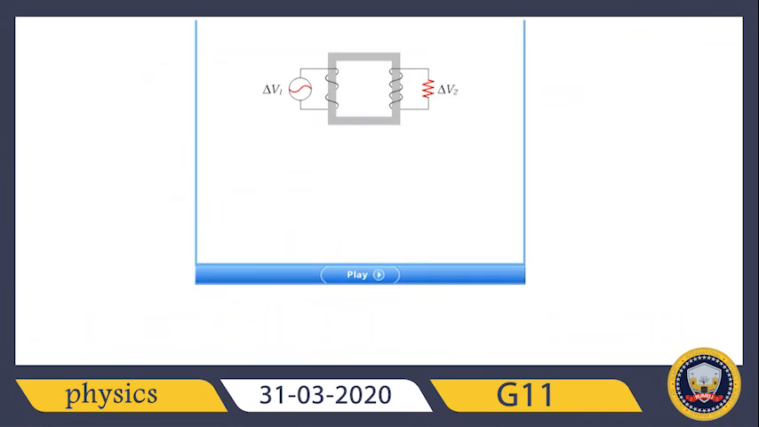So here we have a video. Let's see the video. A transformer takes an alternating current as an input and produces an alternating current at a different potential difference as an output. In its simplest form, the transformer consists of an iron core wrapped with two separate windings of wire. One is referred to as the primary. So here is the primary input and here is the secondary coil, the output.